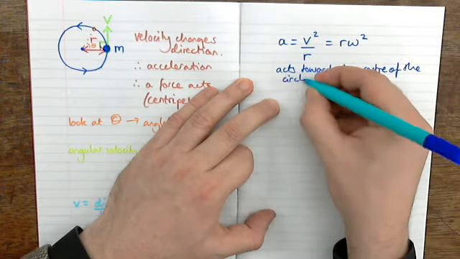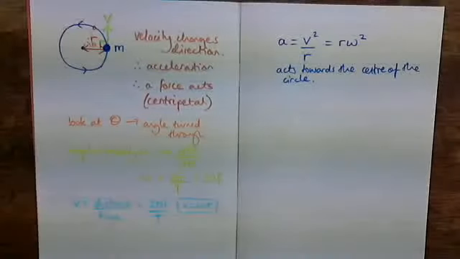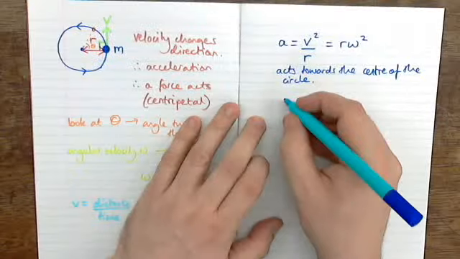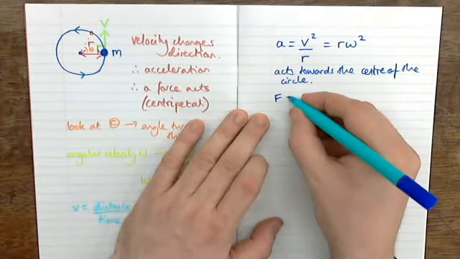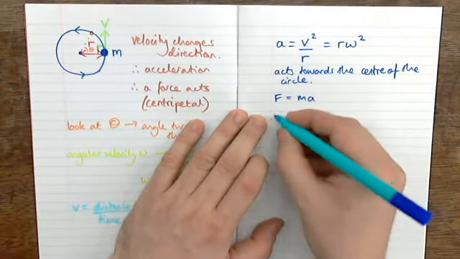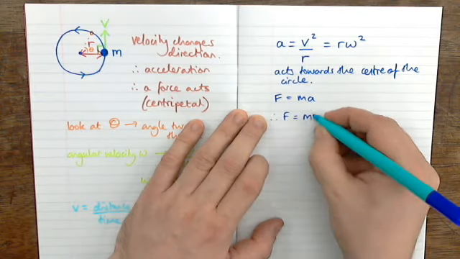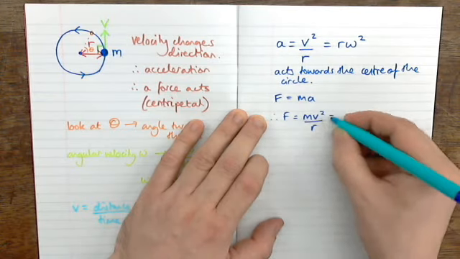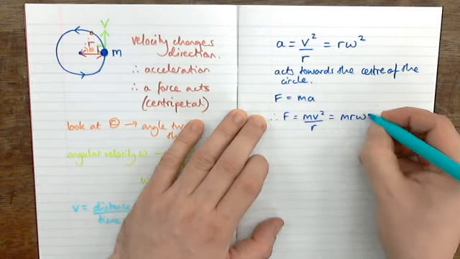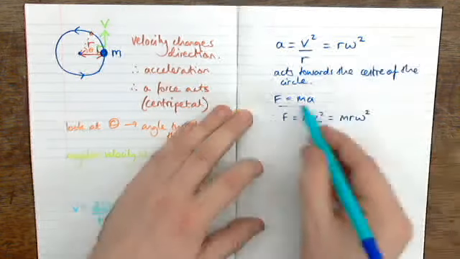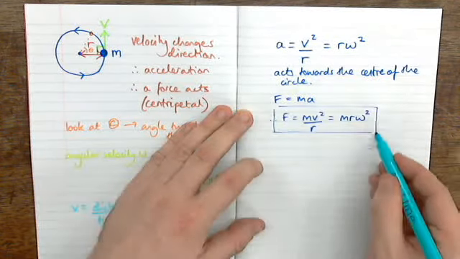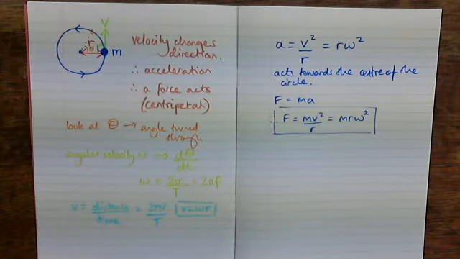The centripetal acceleration acts towards the centre of the circle. It is caused by a centripetal force, F, and Newton's second law just says F equals ma, so F must equal mv squared over r, or mr omega squared. Now these equations form the basis of much of your work on circular motion.